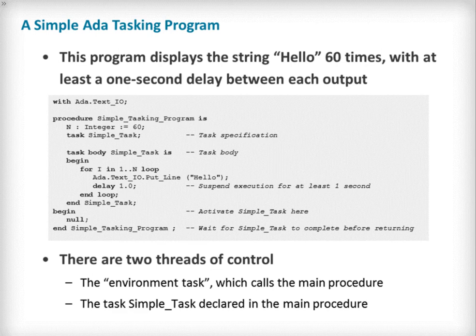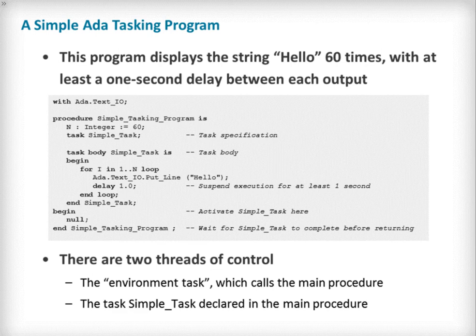The enclosing procedure body simply contains the null statement, so it will execute and complete quickly. The task is a little more complicated, and it will execute a loop 60 times, and at each iteration it will display the string hello, and then suspend its execution for 1 second. Actually, the suspension will be for at least 1 second, so the task is not periodic. It will exhibit continued drift. We will see later how to obtain periodic behavior. Eventually, the task finishes its loop, and it too is completed.